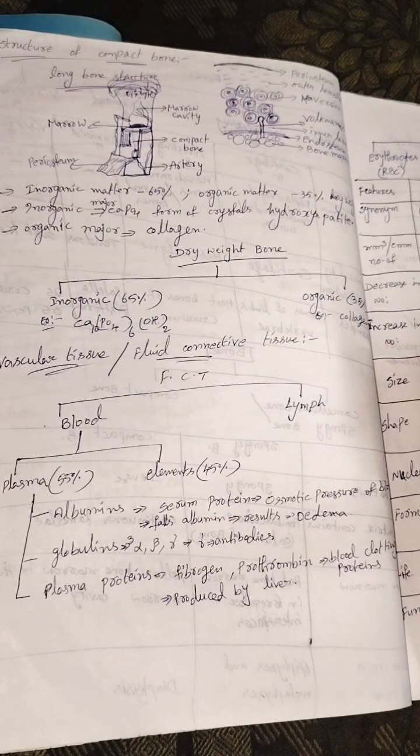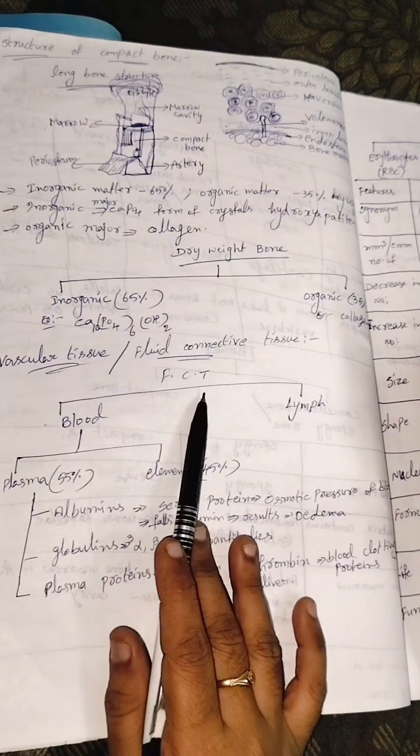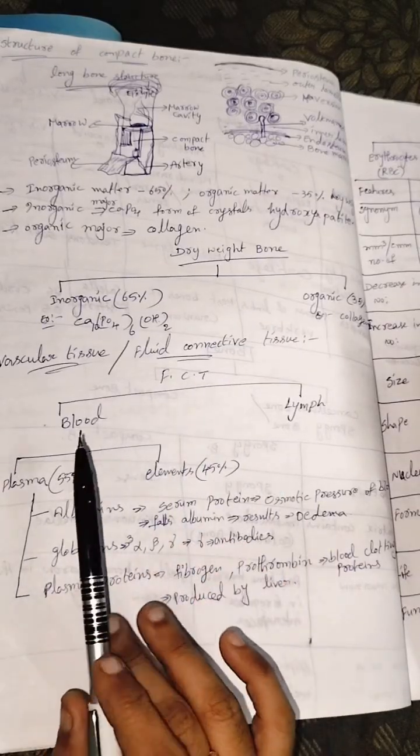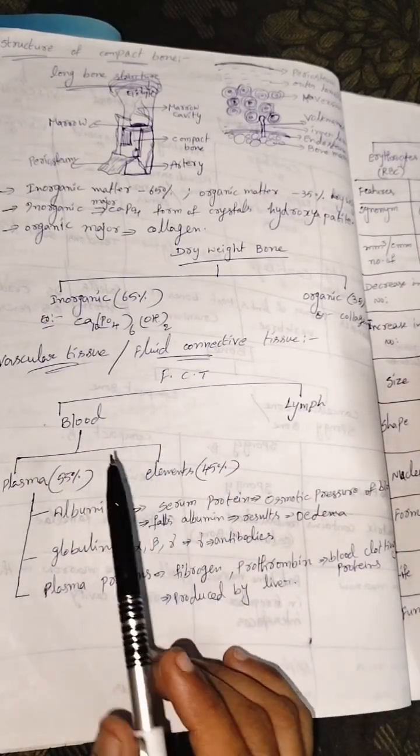Today I am teaching about intermediate first year zoology, structure of organization in animals, animal tissue. So in this class we will discuss about vascular tissue or fluid connective tissue. Fluid connective tissue mainly has two parts: blood and lymph.